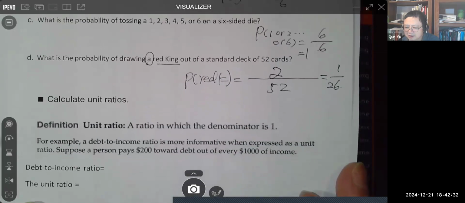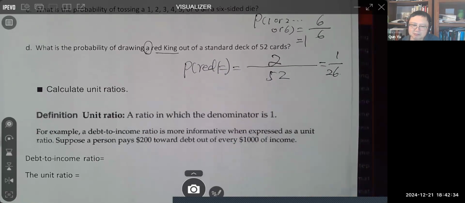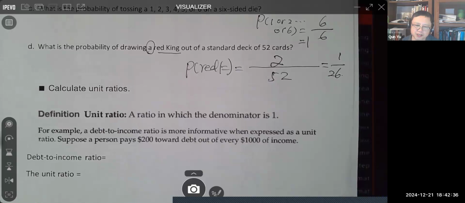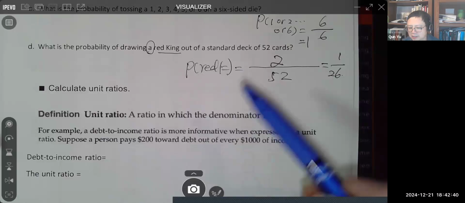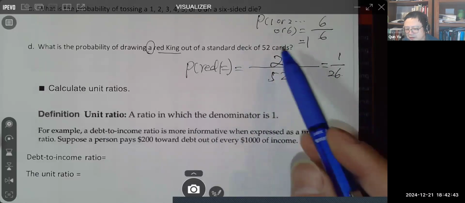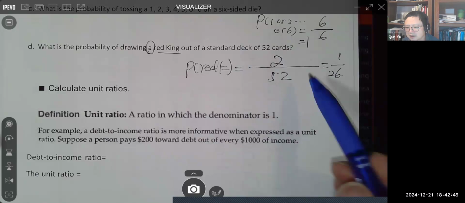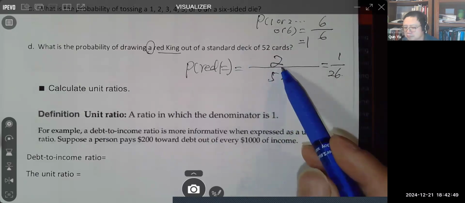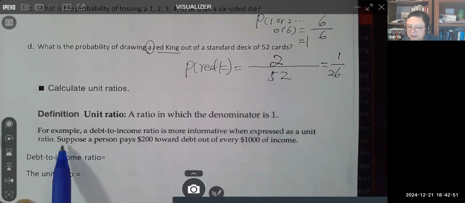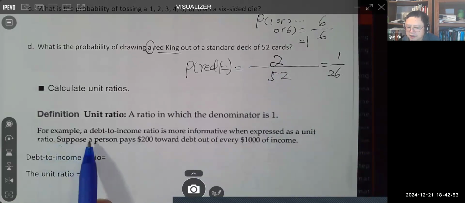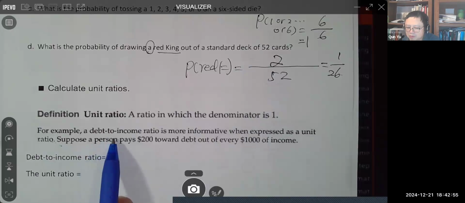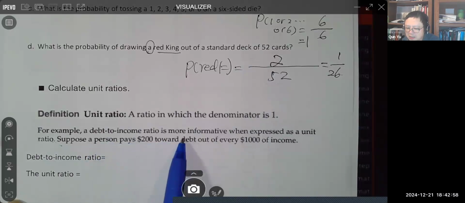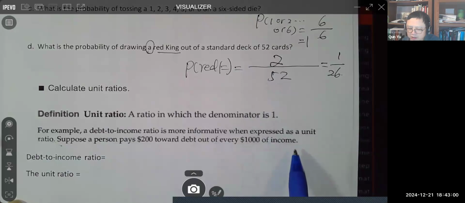Now, let's look at the next learning objective, unit ratio. A ratio in which the denominator is 1. So these are ratios. We've been working with ratios, several examples, right? These are ratios, but the denominator is not 1. It's just a typical ratio. Now, here is an example. A debt to income ratio is more informative when expressed as a unit ratio.